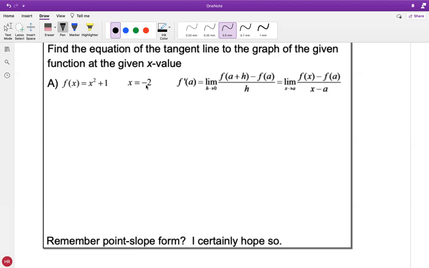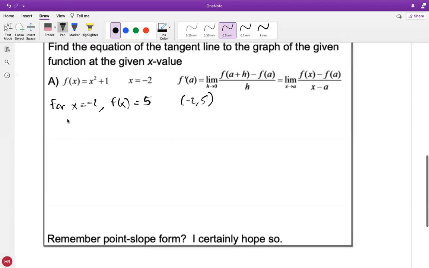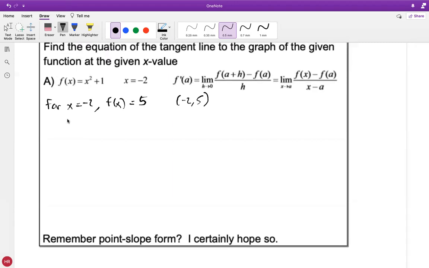To find the point, this is the x, so we could find the y right off the bat. For x equal to negative 2, f of x equals 5, I think, right? Negative 2 squared, 4 plus 1 is 5. So our point is going to be (-2, 5). And now we have to calculate the slope. We have to calculate the derivative.